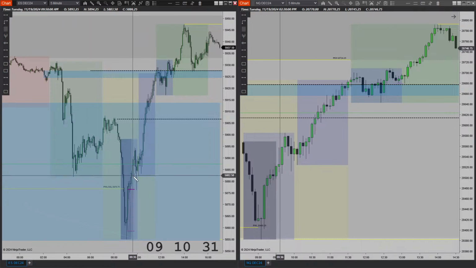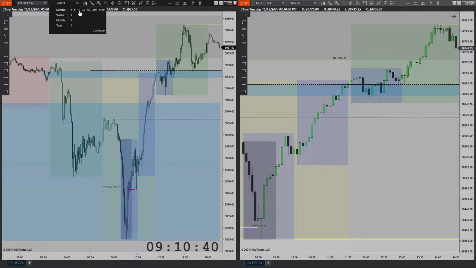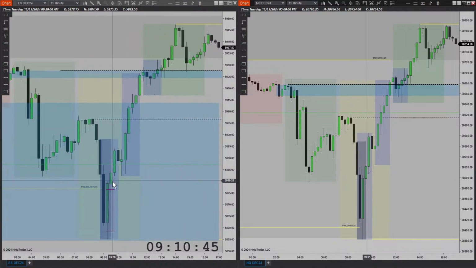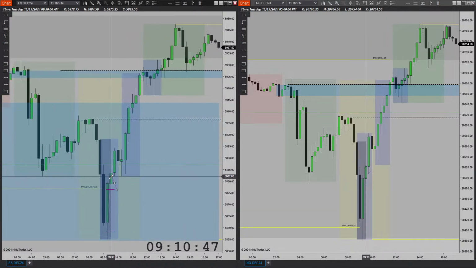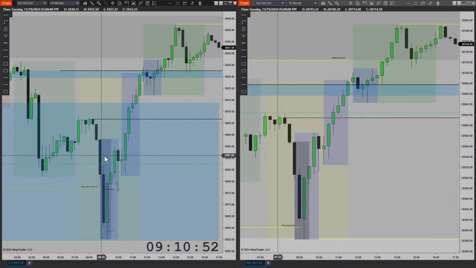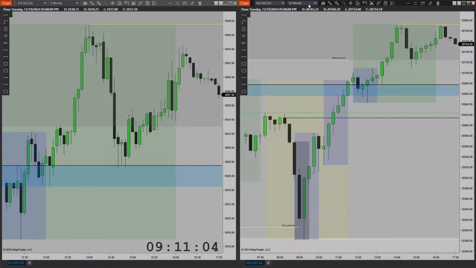Another indication that price would draw higher is this 15-minute SMT here. Whenever I'm looking at SMT, I'm never looking at SMT on the 5 or the 1 minute. What I'm looking for is SMT on the 15 or 1 hour. And once you notice SMT on those time frames, that's when you know the trade has a high probability of working out. As you can see here, this 15-minute swept this low here. This 15-minute did not sweep this low. So that's SMT.